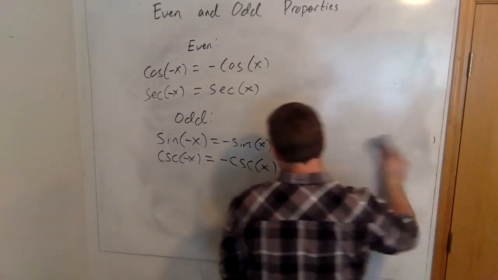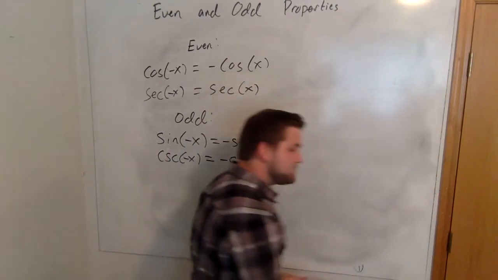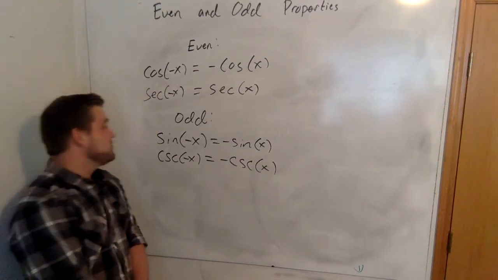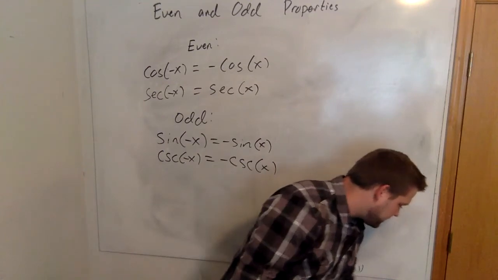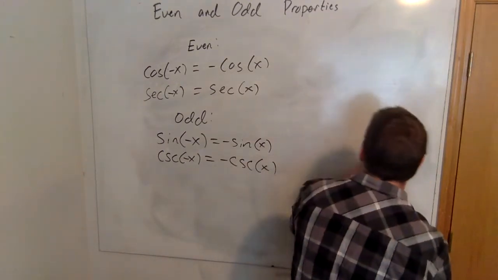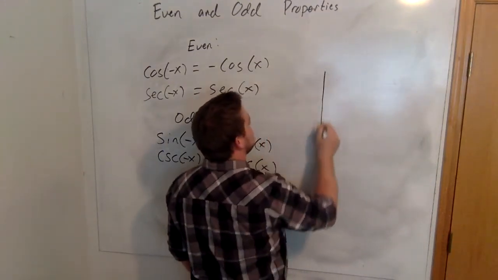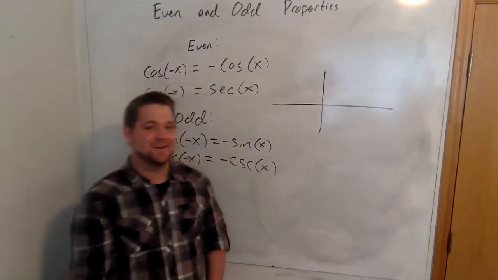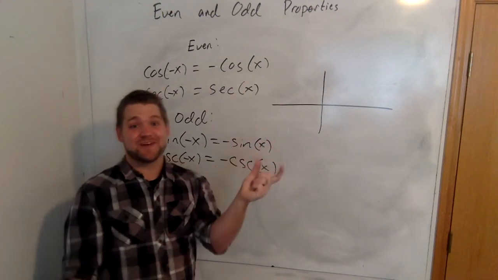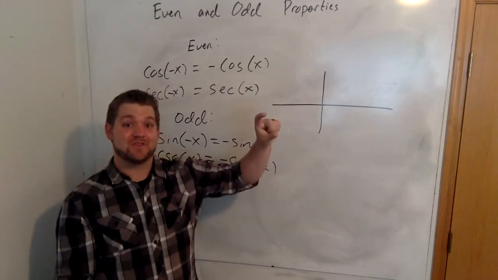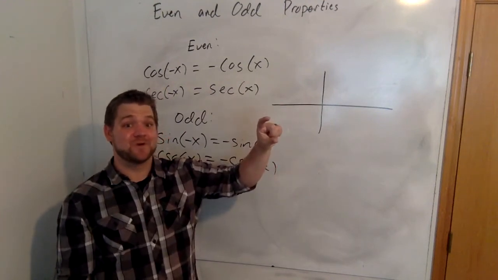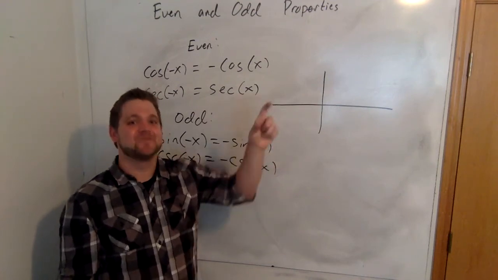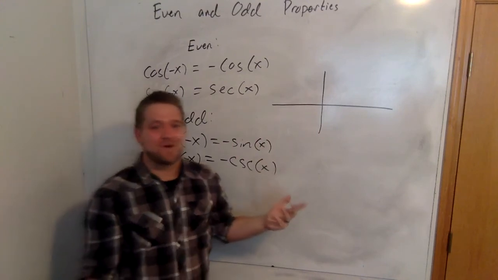Now, if you take a look at the graphs of tangent and cotangent, I hope you would see that they would be odd. Remember the graph of tangent; maybe we'll sketch it really quick. How do I remember the graph of tangent? Well, I remember that tangent is the same as sine over cosine. Sine is the height on the unit circle. Cosine is the width on the unit circle. So tangent is rise over run, sine over cosine. Tangent is the slope on the unit circle.